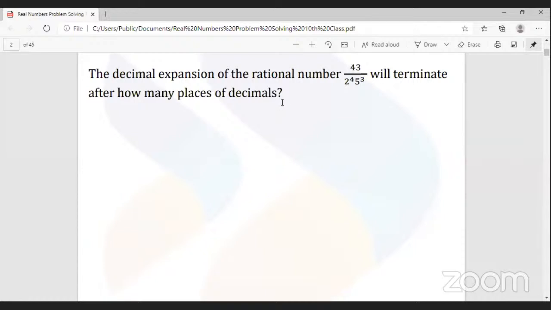Number 43 upon 2 raised to the power 4 into 5 raised to the power 3 will terminate after how many places of decimal?